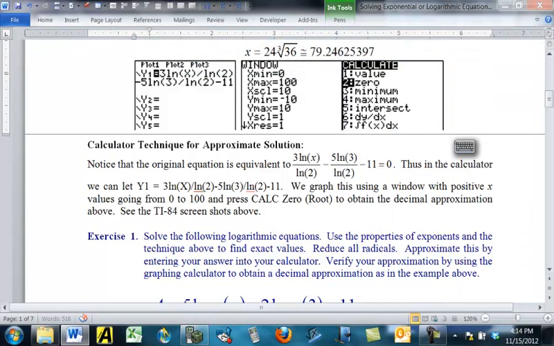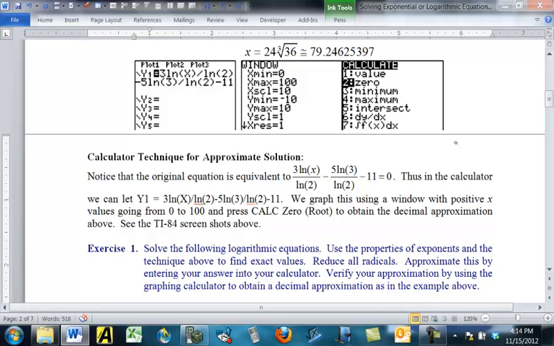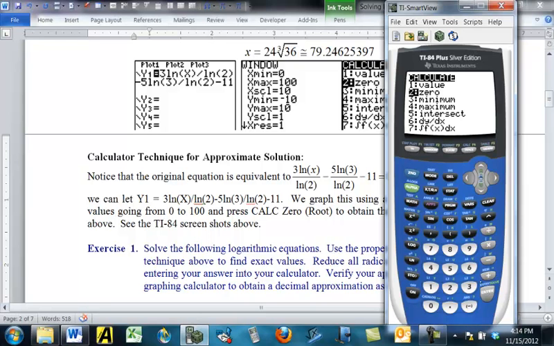Okay, and what does that turn out to be? Well, it asks us for a left bound, so we get over kind of close to it, but definitely on the left side. Hit enter. Make sure we're on the right side. Since this is an increasing function, through the axis there, it'll be positive on the right and negative on the left, so that's pretty good. We'll use that for our guess, for our bounds.